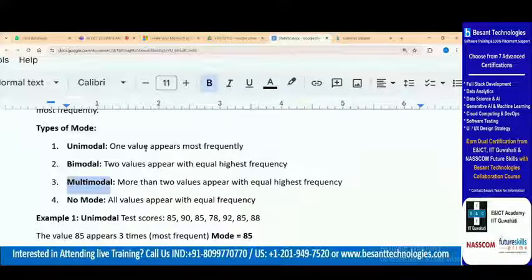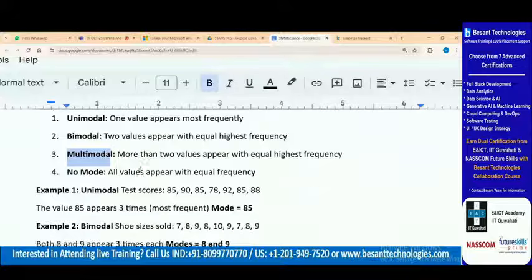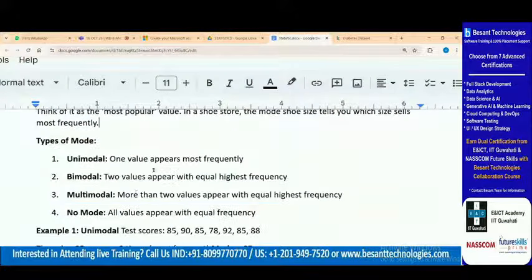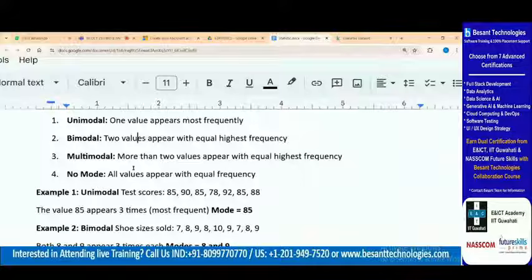If only one value occurs frequently, that is called unimodal. If two values occur with the same frequency, that is called bimodal. In multimodal, you have more than two values that you can see repeatedly, with high frequency. No mode means all values appear with equal frequencies. That is called no mode.